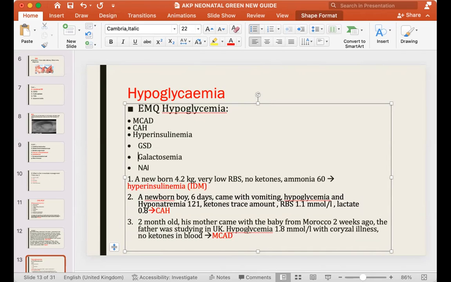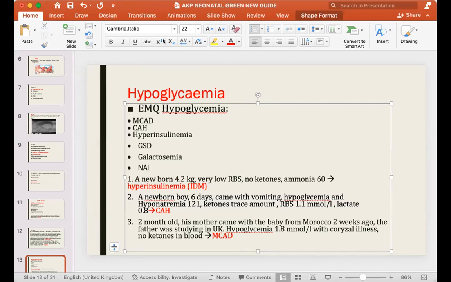MCAD. Why MCAD? Who can tell me why MCAD? It is non-ketogenic. There is a disease, and after stress he turned hypoglycemic. Okay, yes. Another? Ketones are not present. Very good. Another one? After stress. Very good, 100% answer. This baby is 2 months old.